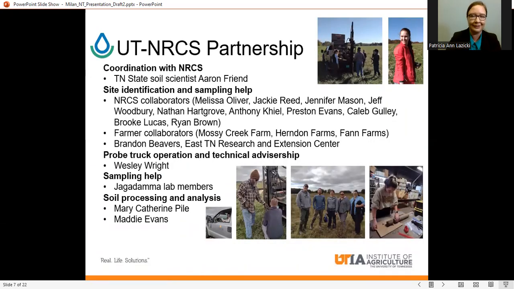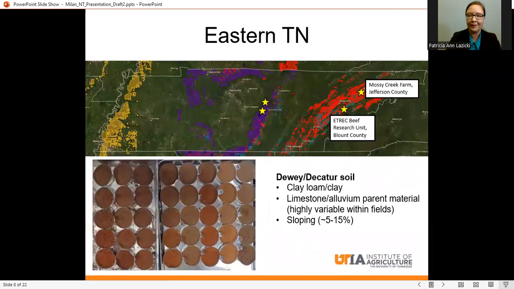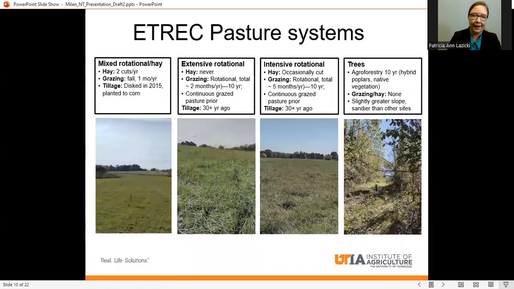So we worked with NRCS soil scientists across the state to identify those farmers and those fields that we worked with. So in Eastern Tennessee, we sampled at the East Tennessee Research and Extension Center in Blount County and also at Mossy Creek Farm in Jefferson County. These are on Dewey and Decatur soils. So these are clays, clay loams. They have a limestone and alluvium parent material and very variable, even within fields. And they all have a pretty good slope on them.